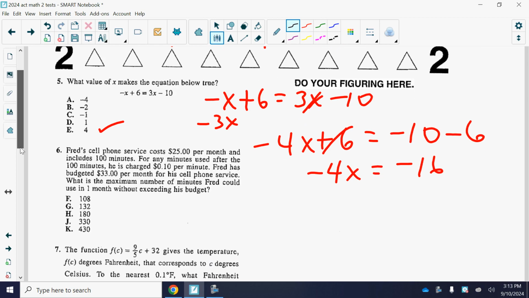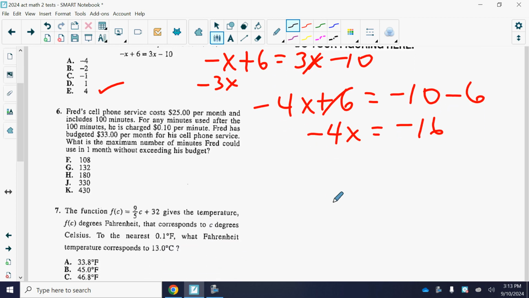What's next? My cell phone costs $25 a month, and it includes 100 minutes. For any minutes after that, I'm charged 10 cents a minute. So that's $25 plus, I used to call this problem cable guy, for 10 cents a minute over. So I could call that M. Your bill is 25 plus 10 cents a minute. Now be careful, that's over 100 minutes.